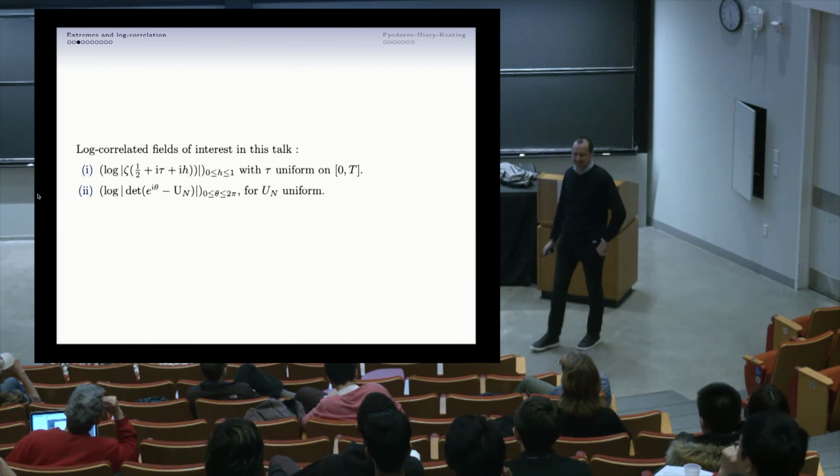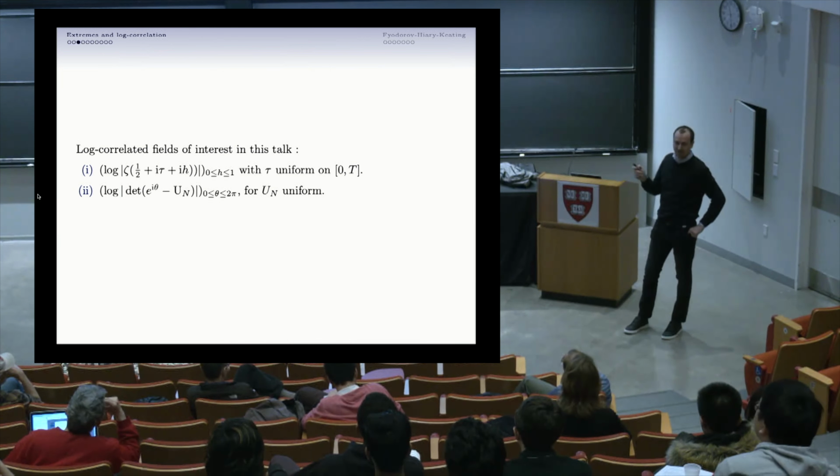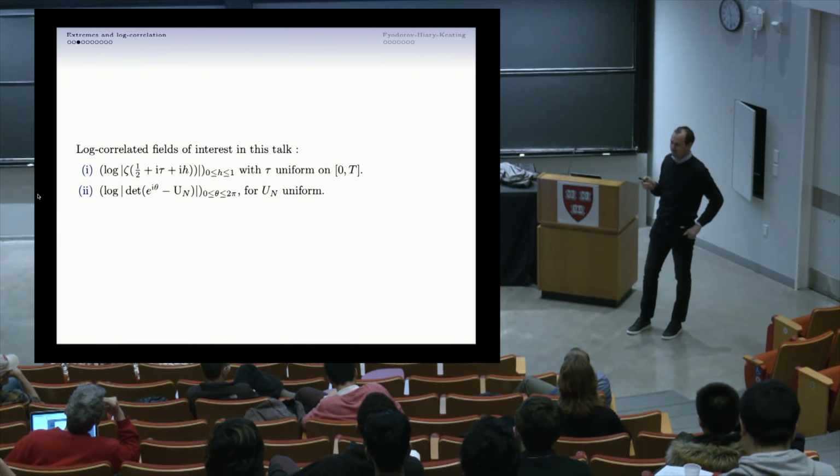What Selberg did is he calculated the moments of the log of zeta. He got a formula and didn't even care to mention that these are the Gaussian moments.